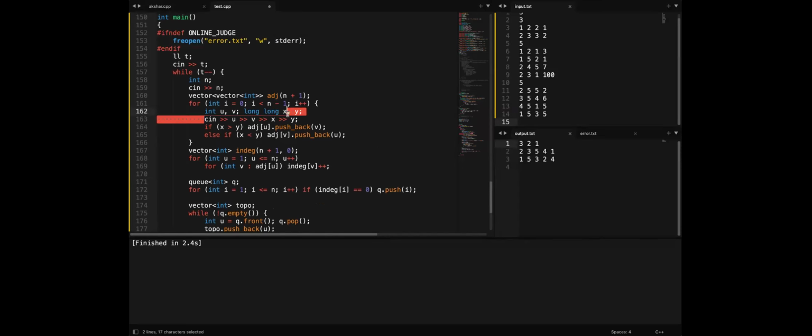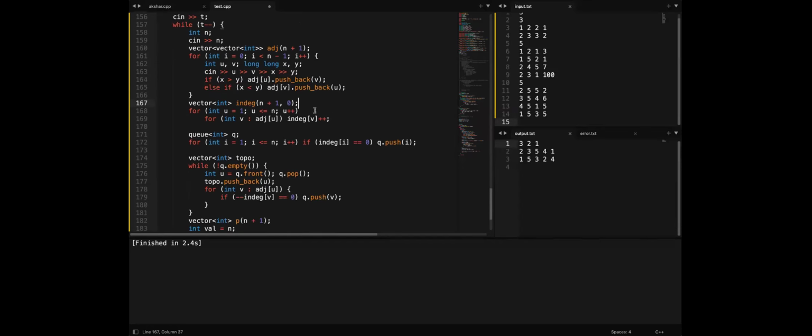So yeah, we will input this node and also x and y. And if x is greater than y, then it means that permutation of u must be greater than permutation of v. So u is before v. So adjacency of u dot pushback v, and else this thing. Okay. Now we are increasing the in degree. Okay. We are calculating the in degree of each node.